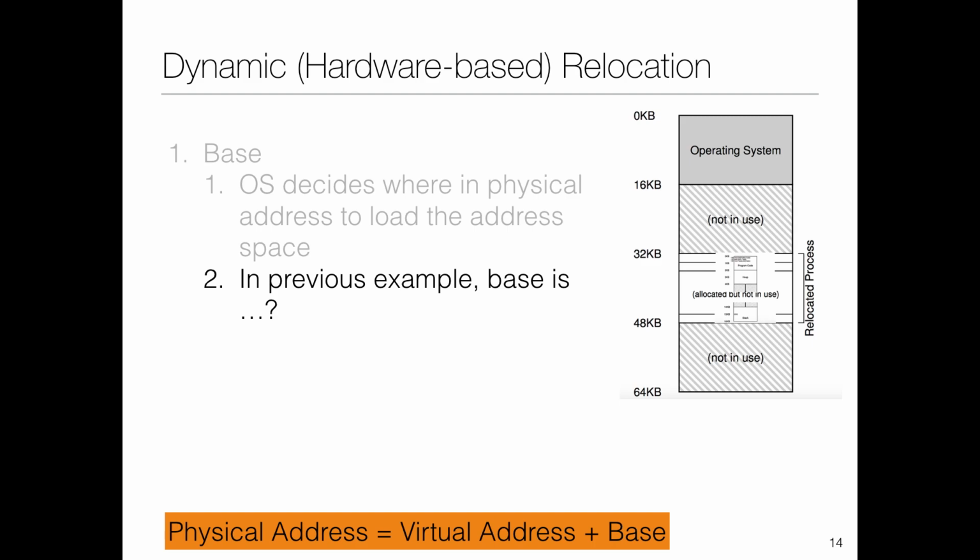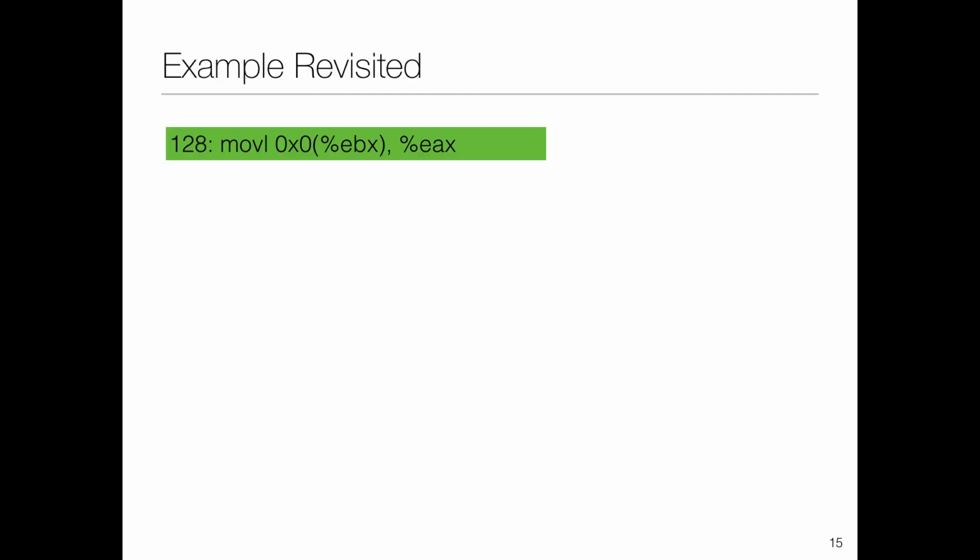So in this example, what's the base register value? 32K. The bound is 16. Okay, so let's go back to the example again, by which I mean the compilation example that we started yesterday. We have movl 0x0 to EAX, so we're moving the content of EBX to EAX. At this point of time, the program counter is pointing to address 128.